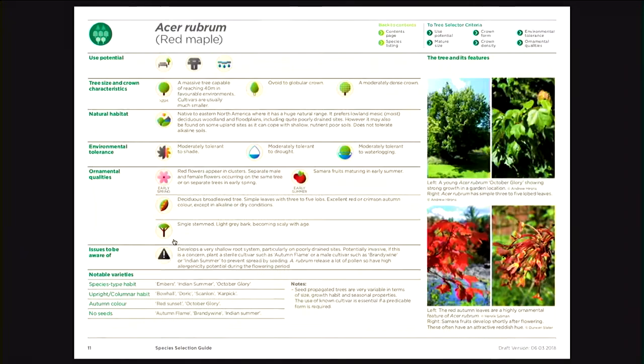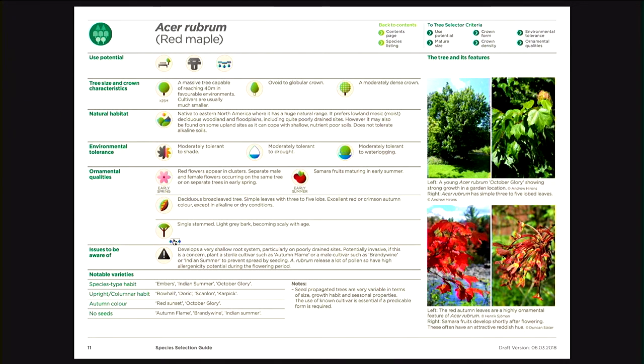So you can then just click on the chosen species, and the information is quite clearly laid out there with the use potential, characteristics. You'll notice at the bottom there are things like issues to be aware of. So in the case of Acer rubrum, they can release a lot of pollen, so have high allergenicity potential throughout the flowering period. Where we have indications of high biogenic volatile organic compound emissions, we've also noted that in the issues, as well as things like, this is going to sucker like crazy if you stick it in. We don't phrase it quite like that, but you get the gist.